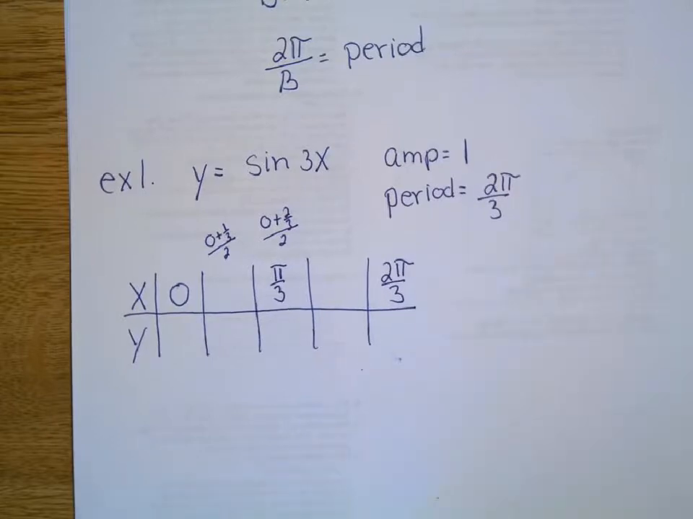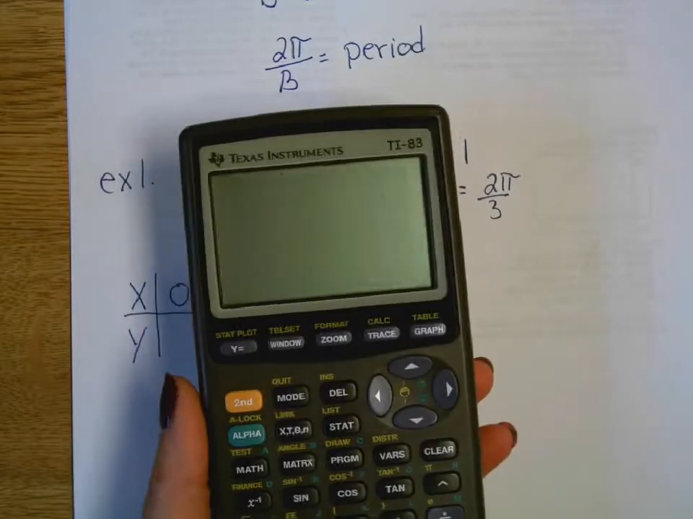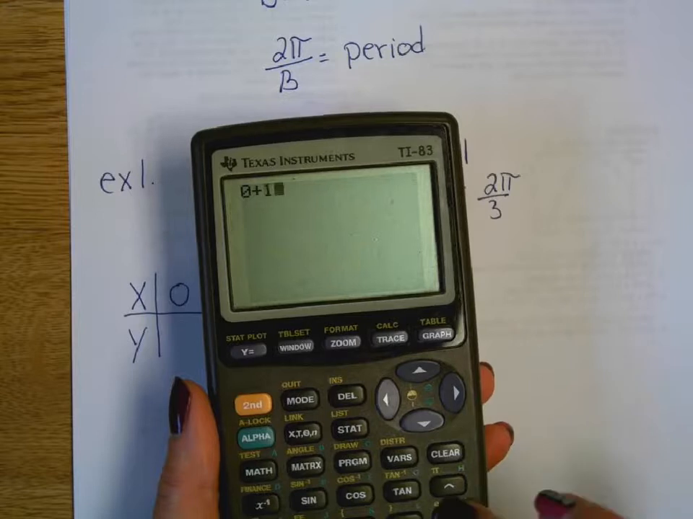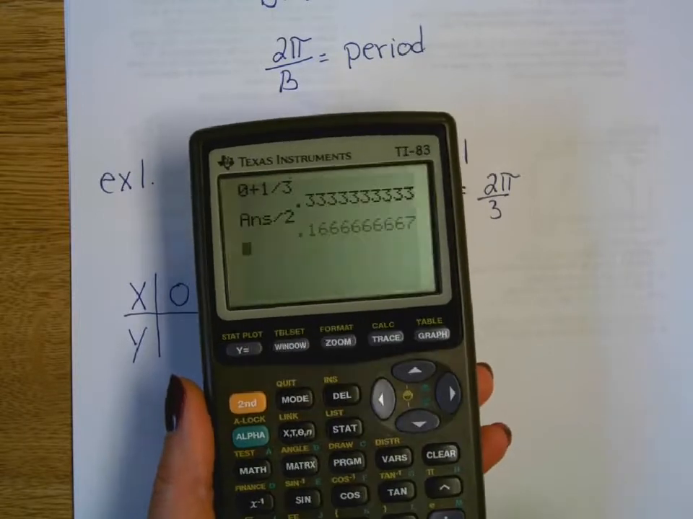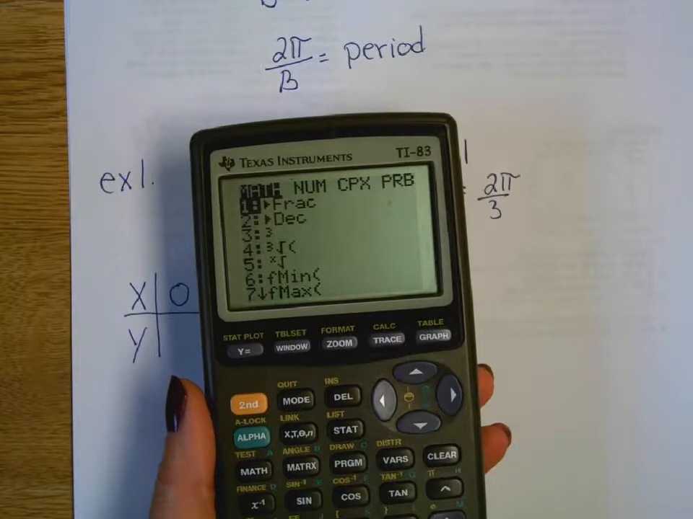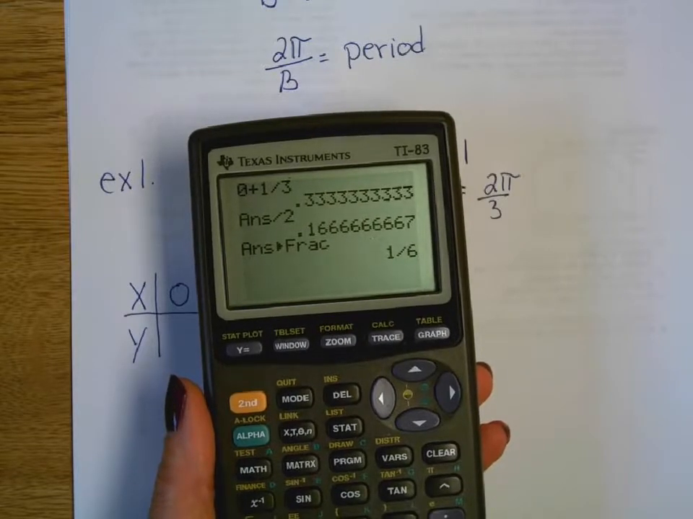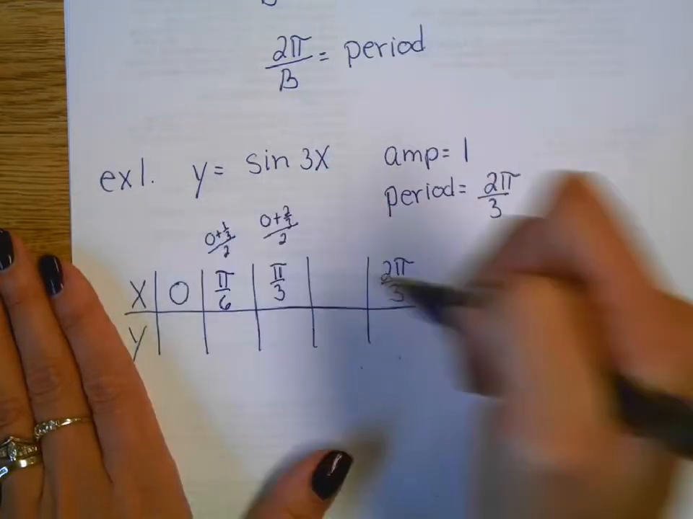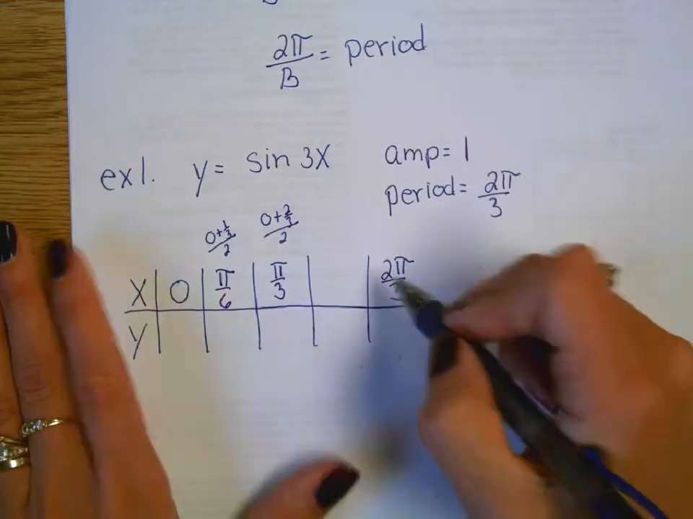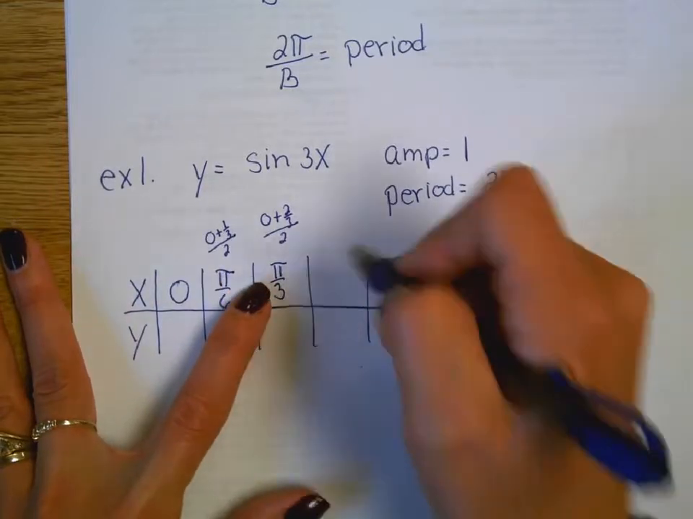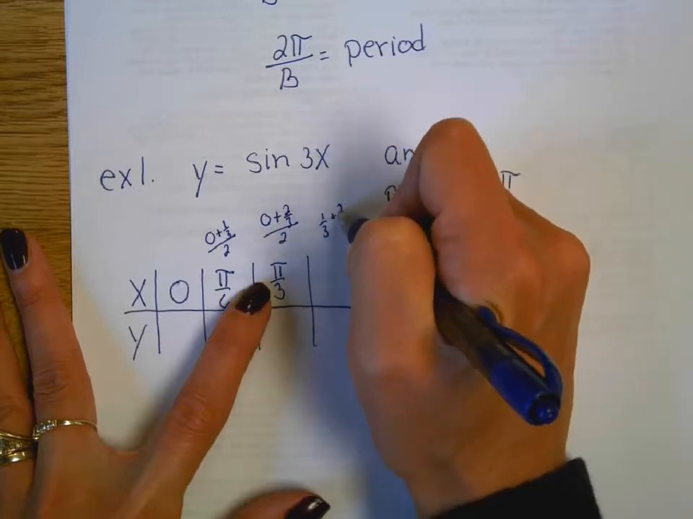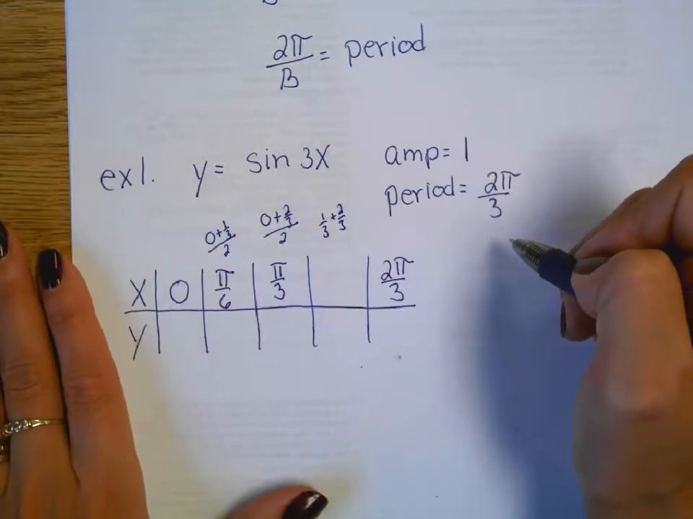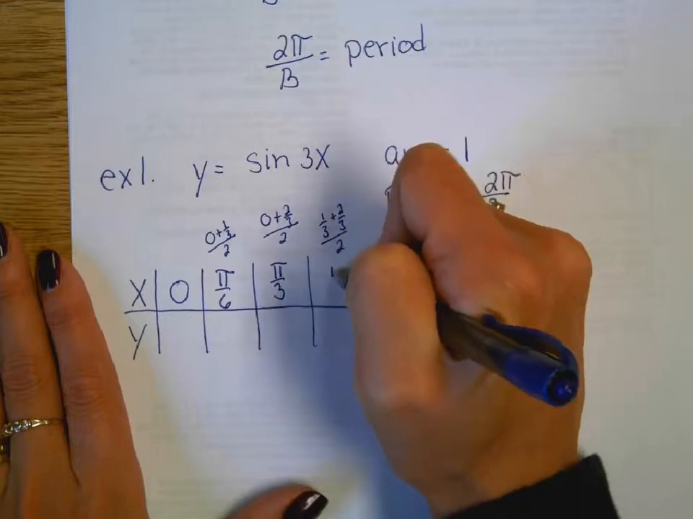Now, are you just writing these down, or do you actually know where people are getting these from? I can show you on the calculator what you're supposed to be doing. 0 plus 1/3, divide by 2, math frac. 1/6. So pi over 6. And then this last one is the average of 1/3 and 2/3. And now I got pi over 2. Yep, 1/3 plus 2/3 is 1. Half of 1 is 0.5, so pi over 2.